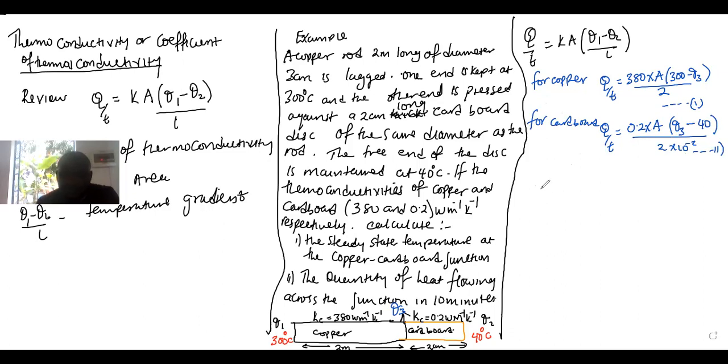Now, for steady state, the rate of heat flow is a what? Is a constant. And therefore, the rate at which heat flows in the cardboard is going to be equal to the rate at which heat flows in copper. So if they are the same, you can equate, because the diameter was the same, the cross-section area was the same. Cynthia, you have a hand?